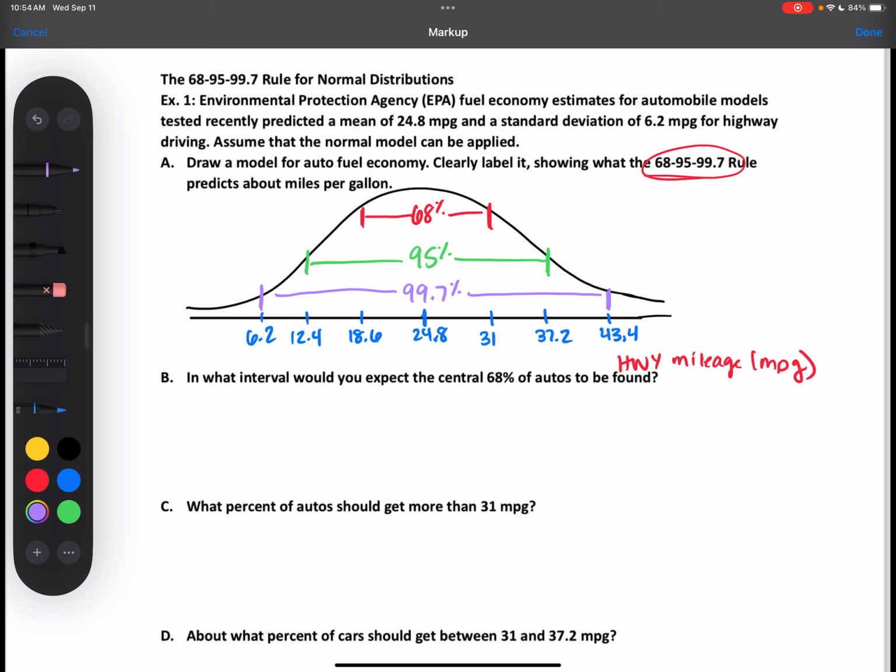All right, so in what interval would you expect the central 68% of autos to be found? So the nice thing about already having the picture is I already know the answer to that question. It's going to be 18.6 to 31 miles per gallon.